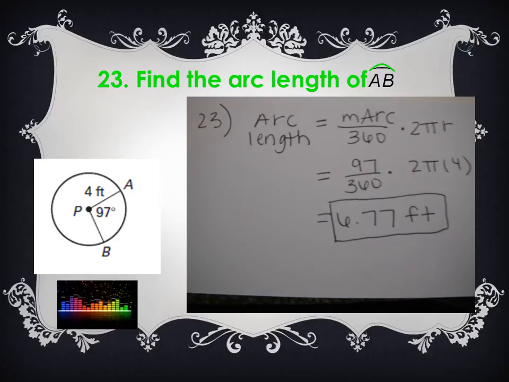So we do arc AB, the measure of arc AB, which is 97 degrees. We divide that by 360 and multiply that by 2 pi times the radius, which is 4. We plug this into the calculator the same way that's on here, as long as we use the fraction button. You should get the arc length to be 6.77 feet.